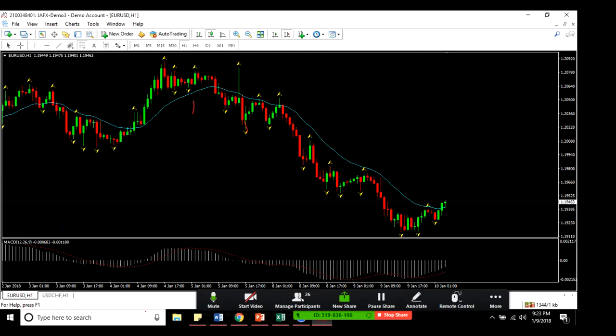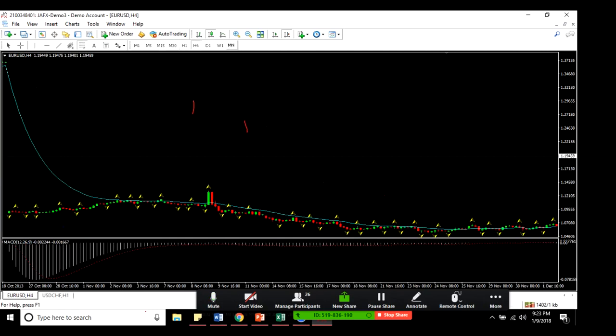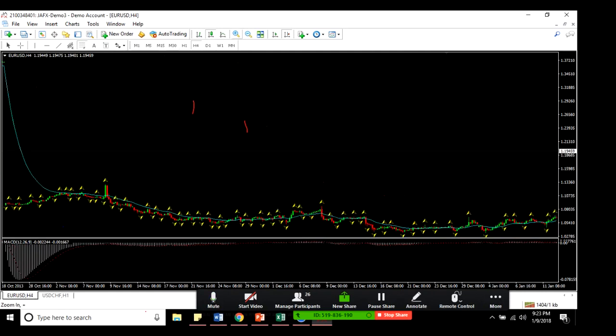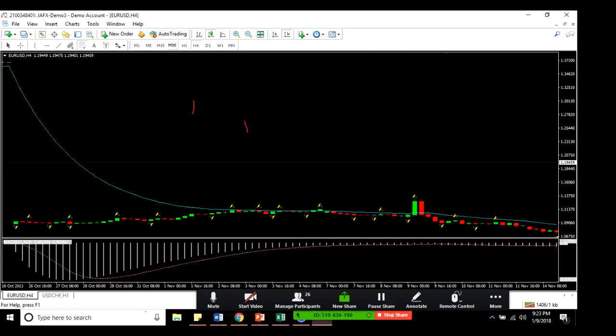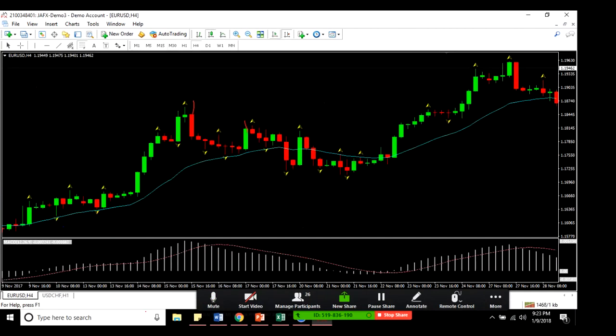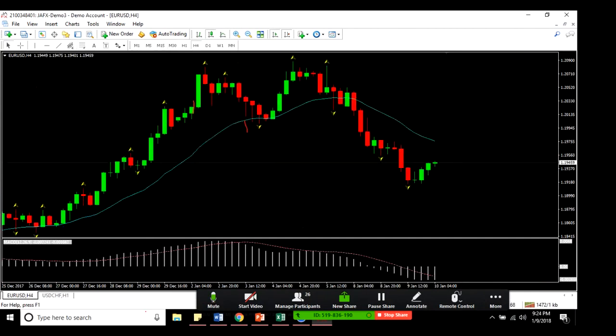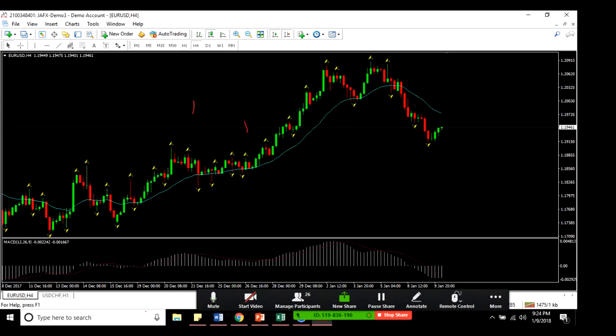So here's a quick example. If I'm looking at the euro and I'm looking to enter the market, basically I'm looking at this right now, 4-hour chart. I see this bearish momentum, right?